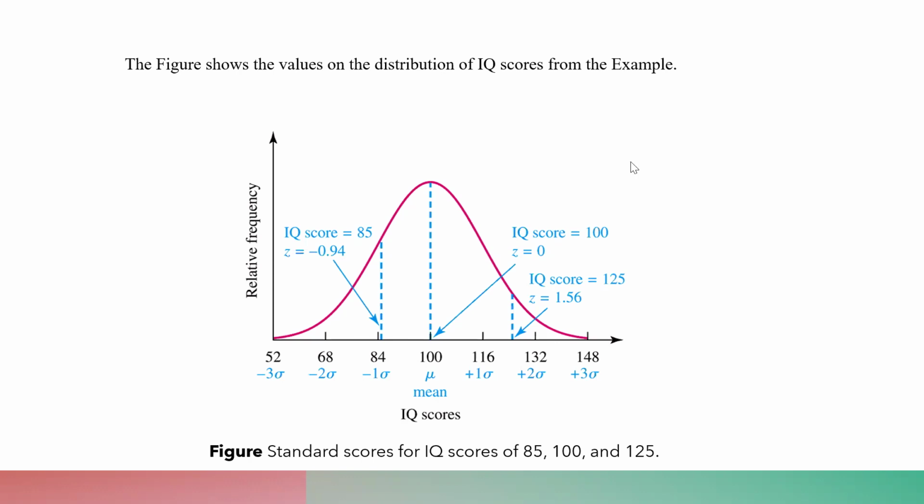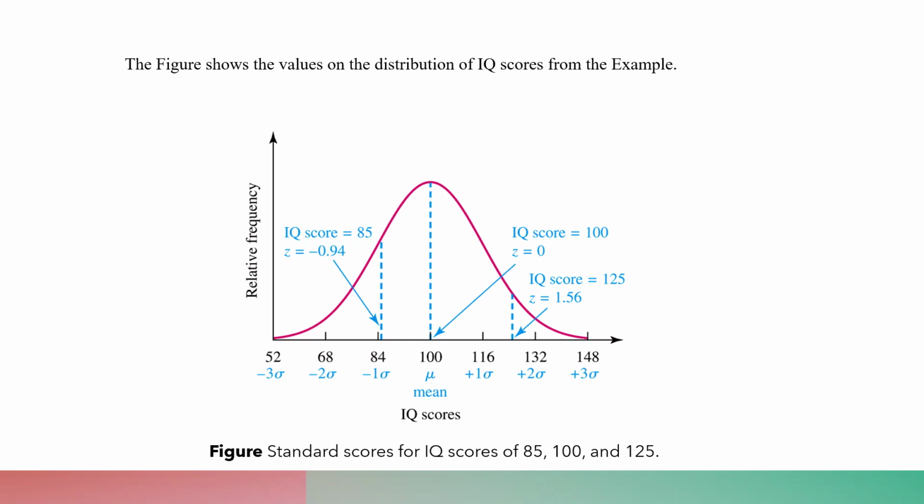Okay, so I thought I'd take a moment and explain the empirical rule for statistics. To do that, let me set this up a little bit. First, the figure shows the values on the distribution of IQ scores from the example.